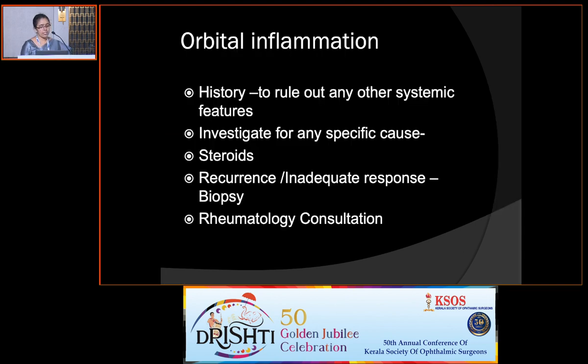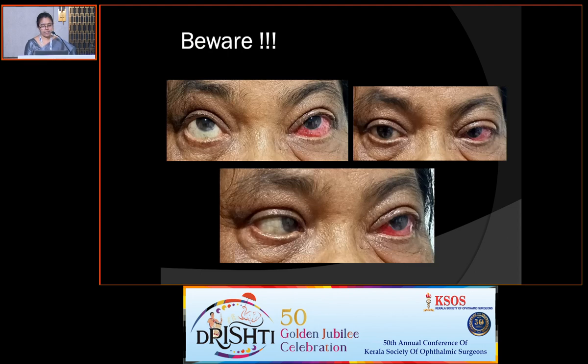In orbital inflammation, take a good history, because you have to rule out so many systemic diseases, then investigate for any specific cause like GPA, sarcoid, which we most commonly see, then tuberculosis also. Steroids are first line. For recurrence or inadequate response to steroids, think about biopsy. Rheumatology consultation in chronic recurrences to start immunosuppressants.